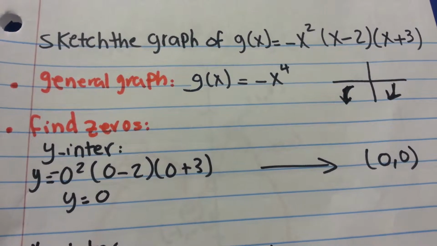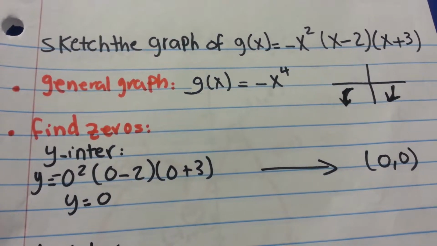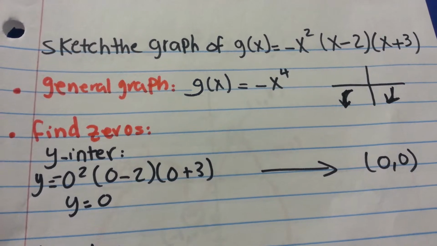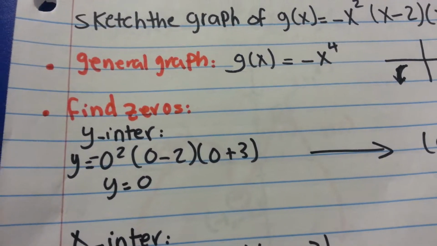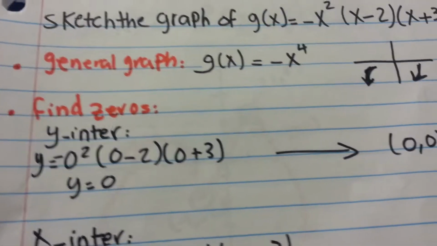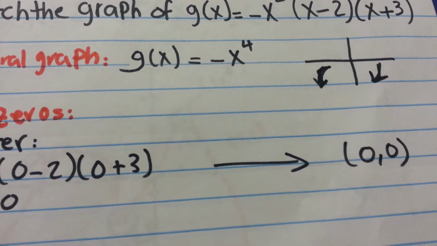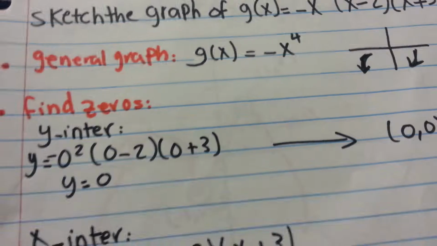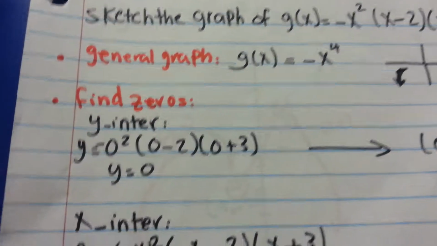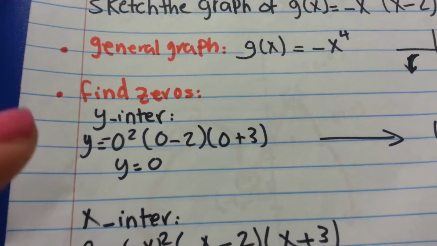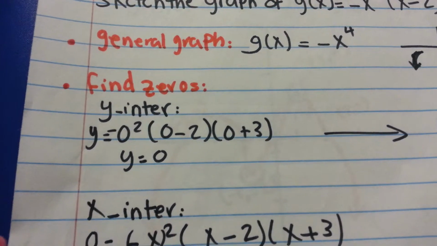The graph of g of x equals negative x squared times negative 2 and x plus 3. The general graph is g of x equals negative x to the fourth, and this is what the general graph looks like. And it's going down because we have the negative in front of the x. Now, finding zeros, we've got to find the y-intercept and the x-intercept.